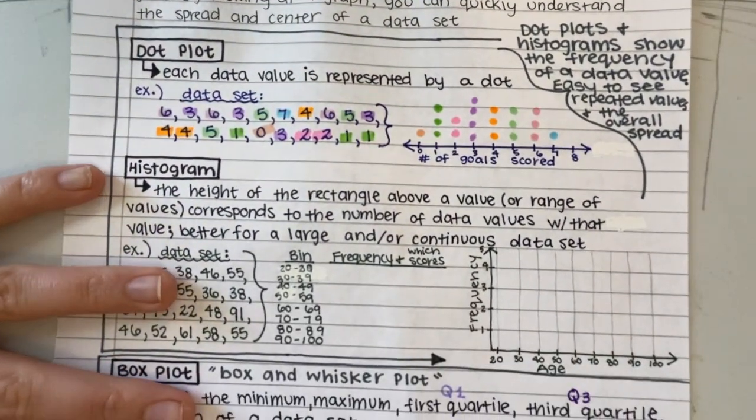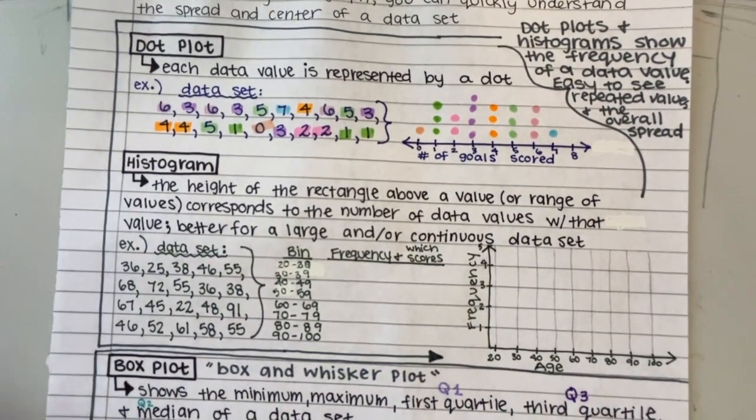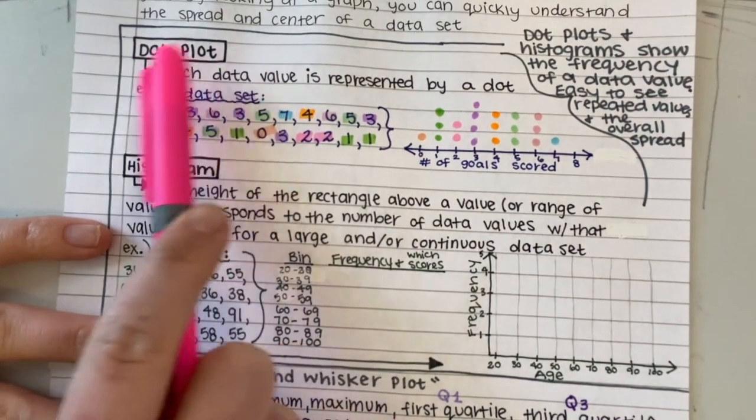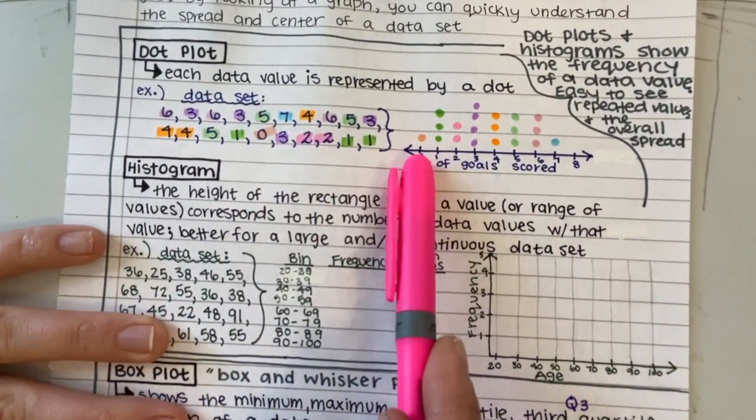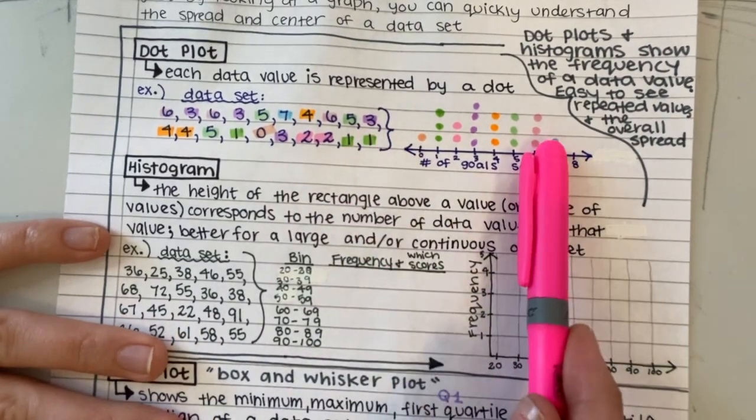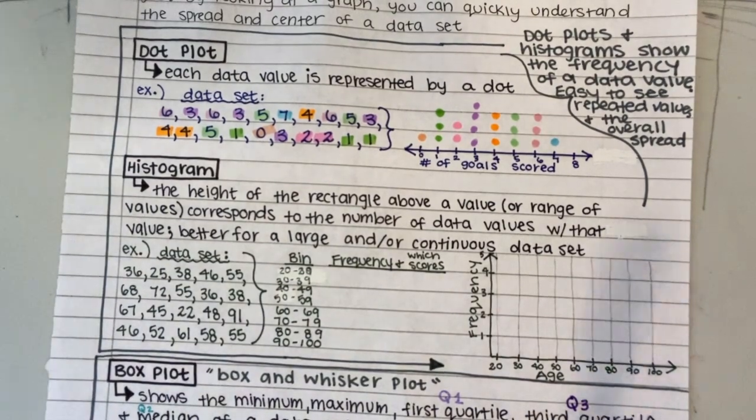The only time you would use a histogram rather than a dot plot is when you're working with more continuous data. So it was easy to create a dot plot here because they were all just whole numbers, and the numbers didn't get less than 0 or greater than 7. That made it pretty easy to create the dot plot.